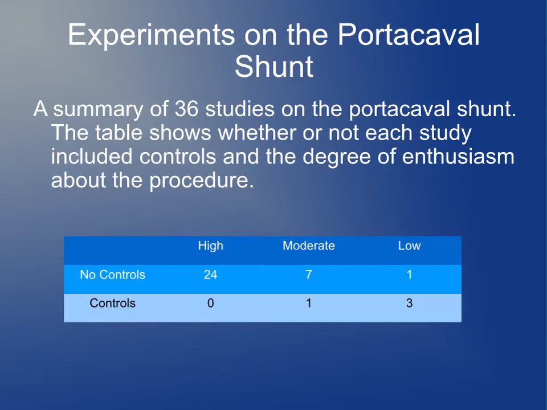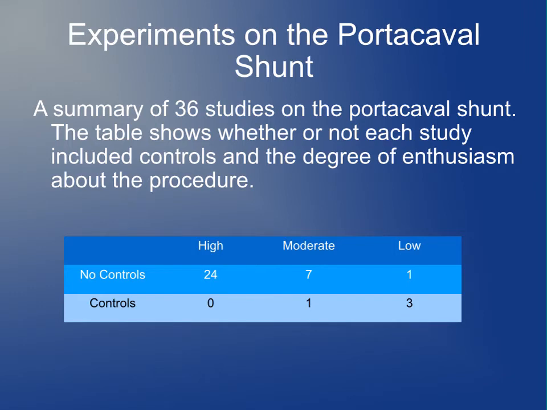At one point, there was a meta-analysis that collected about 36 studies that had been performed on the portacaval shunt and looked at whether or not they liked the procedure and also whether or not there were controls in the study. The vast majority of the papers did not include controls. It was just something like, yeah, we applied a portacaval shunt to these 10 or 15 people and they all survived and it was wonderful, awesome. And among the papers with no controls, the vast majority liked the procedure.